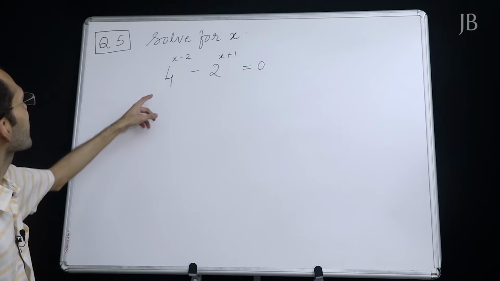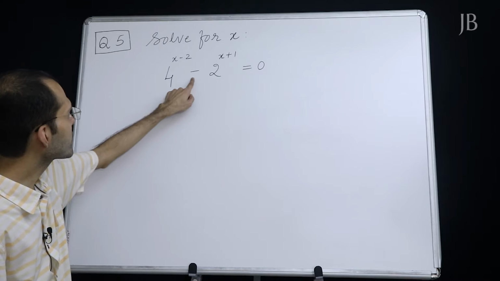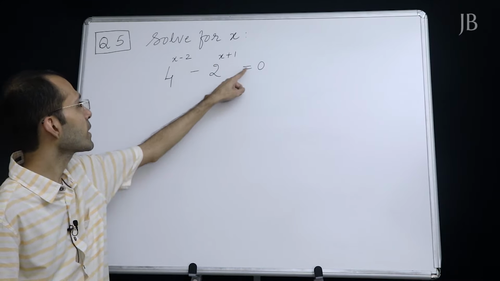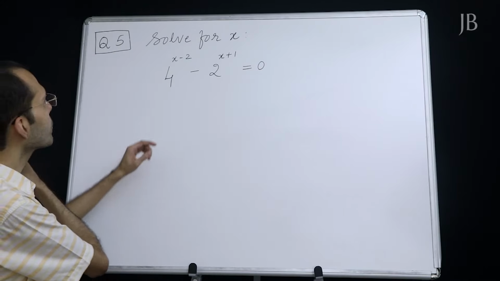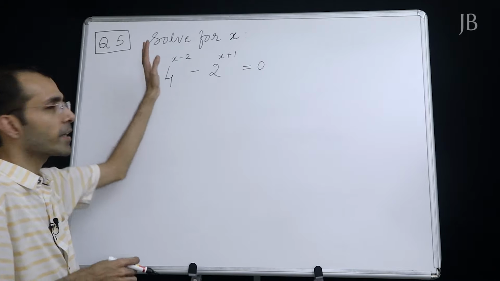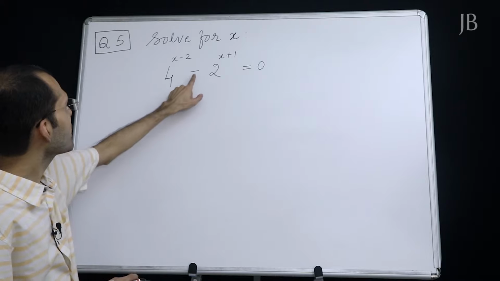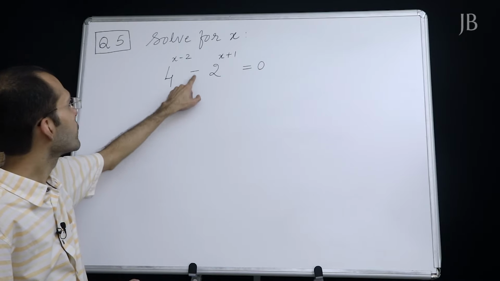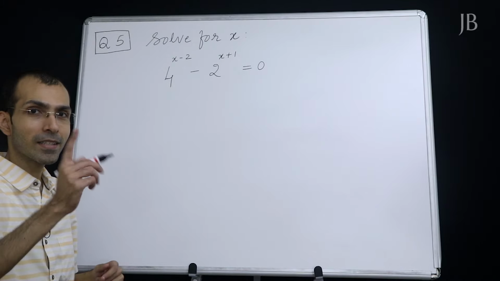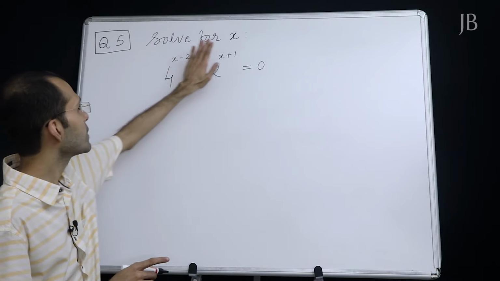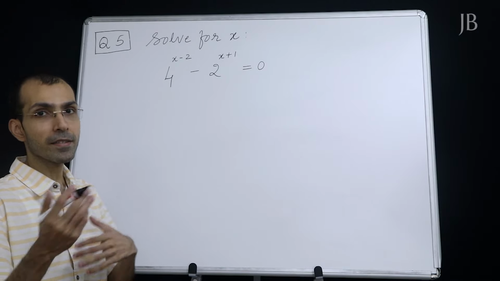Okay. Question says 4 raised to x minus 2 minus 2 raised to x plus 1 equals 0. Now see, if you feel that we can write 4 as 2 square, perfectly fine. Nothing wrong in that. But there is a minus sign here. You will not be able to subtract the powers. When can we subtract the powers? When there are two terms joined by division, plus the bases should be the same.